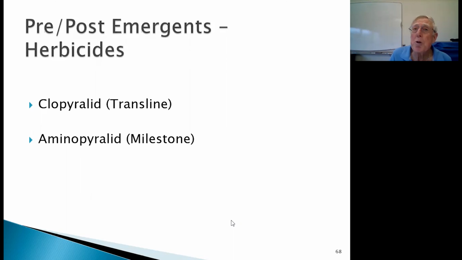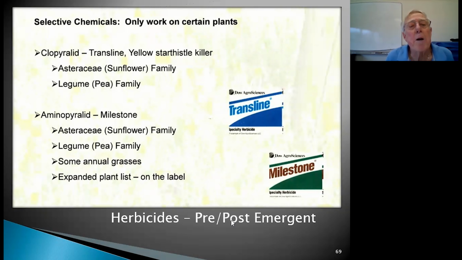So that was the post-emergent herbicides. Now I'm going to talk about the pre-post-emergent herbicides, of which there are two. Clopyralid or Transline is one, and then Aminopyralid or Milestone is the other. Clopyralid, Transline, is also sold under the name of Yellow Starthistle Killer. It kills most members of the sunflower family, and star thistle is in the sunflower family, and the legume or pea family. So if you're spraying this around and you have artichokes, which is a thistle, you don't want to spray it on the artichokes, it'll kill them.